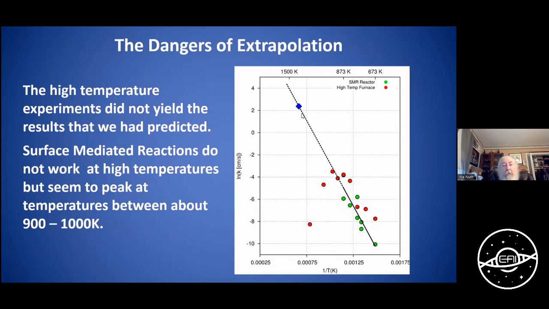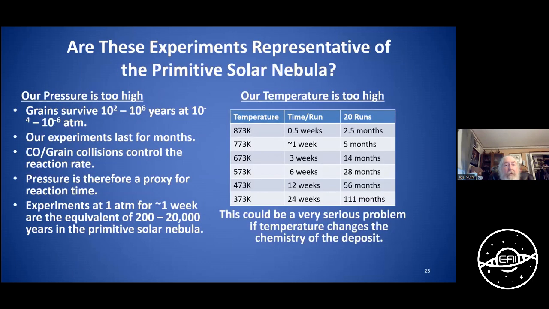When we went up in temperature, obviously the reaction rate went down at this point. So we peaked out somewhere around 1000 degrees Kelvin, and things went back down. So that's the danger of extrapolation, obviously. Surface mediated reactions don't work at temperatures around 1200 to 1500 Kelvin. It's not that surprising, obviously.